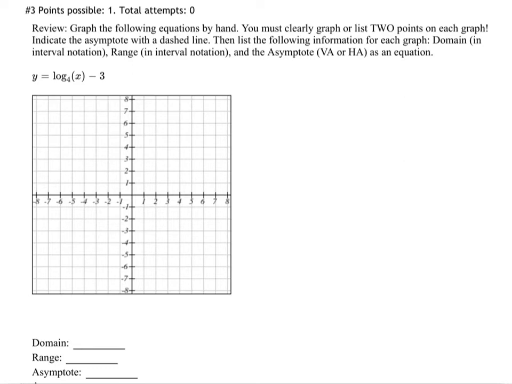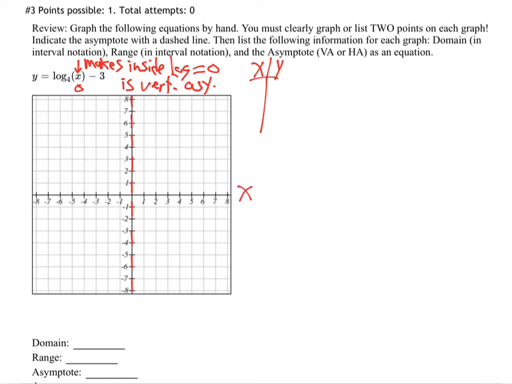Similar kind of situation. XY chart. Now remember, what do you plug in? What makes the inside of the log equal 0? That's where the vertical asymptote is. So that'd just be 0, wouldn't it? Just 0 itself is what makes that happen. So right at 0, and I'll put that down here already for the asymptote answer, x equals 0 is the vertical asymptote.